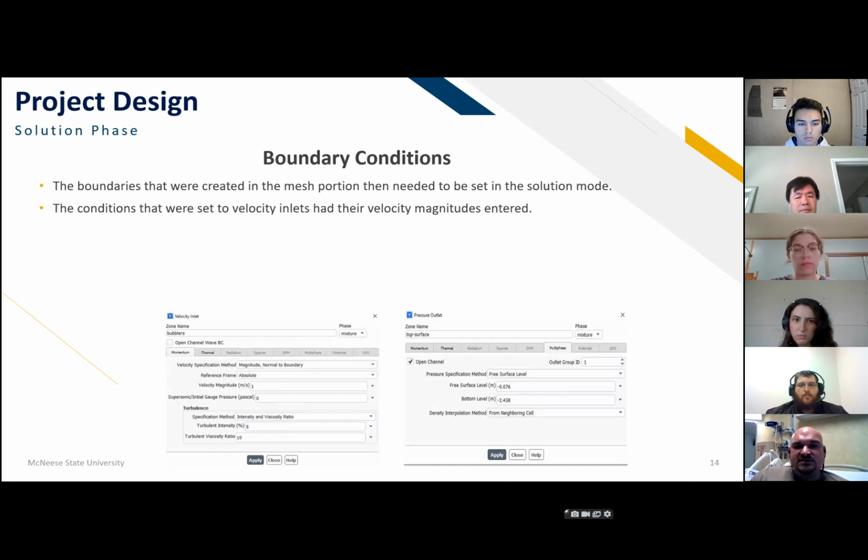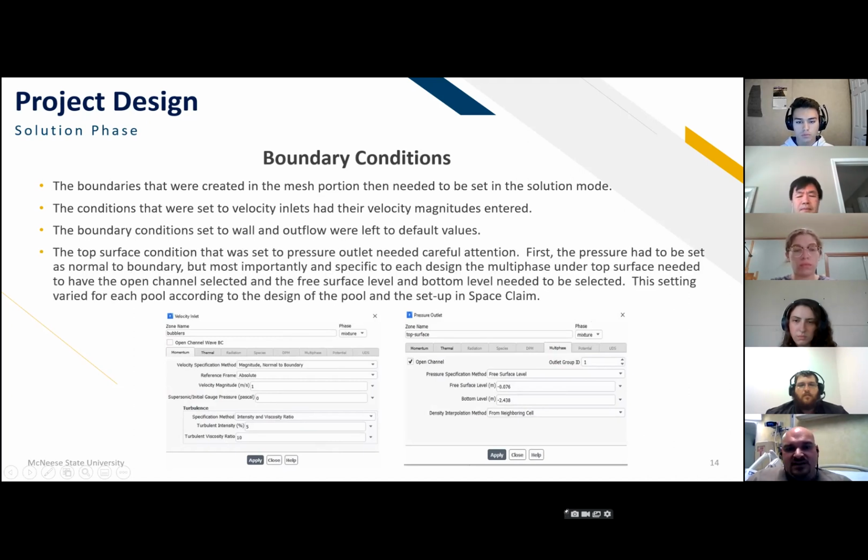The conditions that were set to velocity inlets had to have their velocity magnitudes entered. If you look at the bottom left corner at an example here, these were bubblers, so the velocity magnitude was set at 1 meter per second for this particular example, because bubblers don't produce a very high velocity. Next, the conditions that were set for wall and outflow were left to default values.